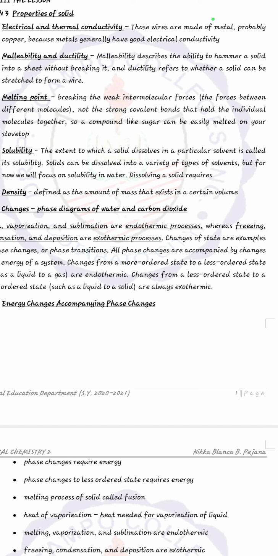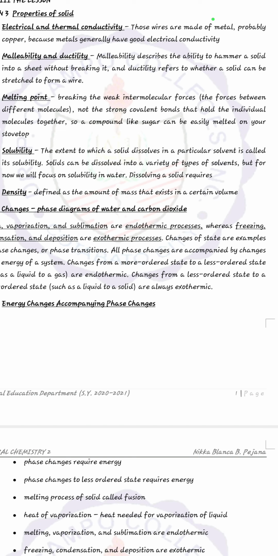When the energy is released in an exothermic reaction, the temperature of the reaction will increase. While in the endothermic reaction, when the energy is absorbed, the temperature will be decreasing. Okay? Exothermic releases, endothermic absorbs; exothermic increases, endothermic decreases. Okay, so much for that.